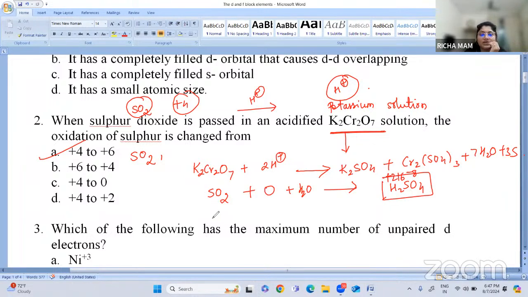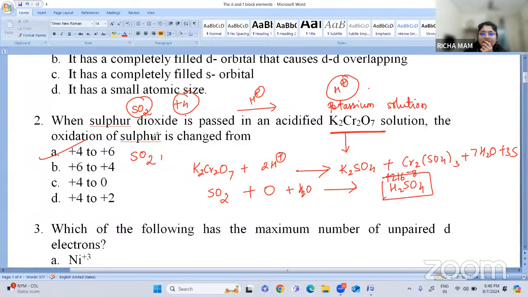So in the presence of K2Cr2O7, sulfur is getting oxidized from +4 to +6. It is losing 2 more electrons. +6 means 6 electrons are lost. So it is the first one, option number A. Whoever has answered option number A, that is the correct answer.